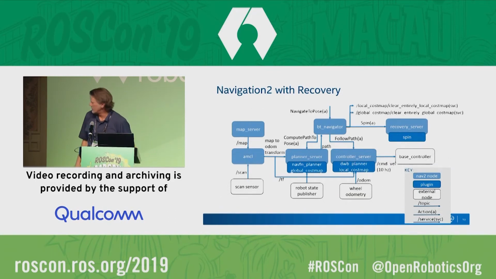So, I showed the previous slide, had the recovery behaviors on it. So this kind of shows you the more filled in picture that I showed you before with the recovery behaviors on the right here now, because that's your fallback flow if you fail the main flow. And so there's a recovery server over here with a spin action plugin, and you also have your services for your clear global and local cost maps.